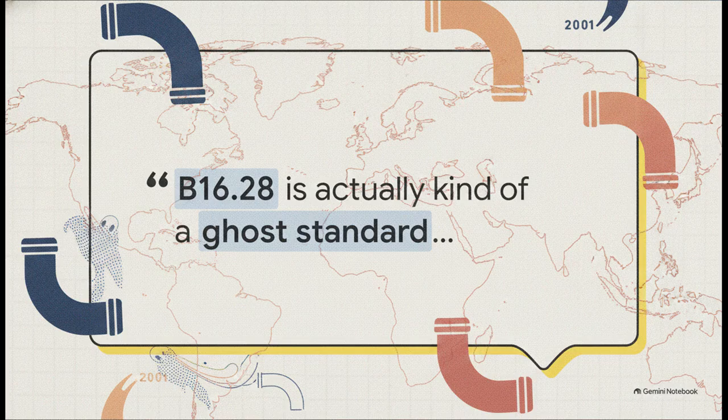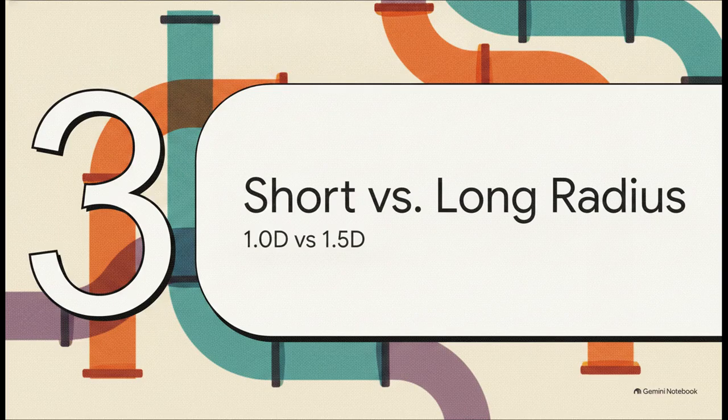But here's a fascinating, kind of wild piece of industry lore for you. B16.28 is actually a bit of a ghost standard. No, really. ASME officially withdrew it way back in 2001 and merged its contents directly into the broader ASME B16.9 standard. However, engineers and global stockists across the Middle East, Europe, and Asia still stubbornly use B16.28 on their RFQs. It survives as the absolute perfect instant industry shorthand to say, hey, I have a strict tight curve requirement here.